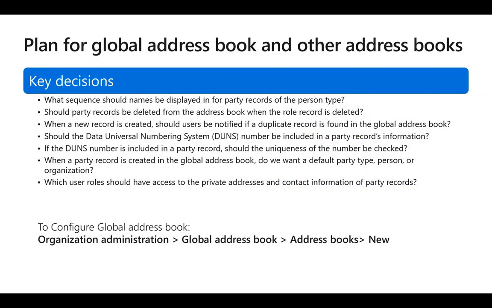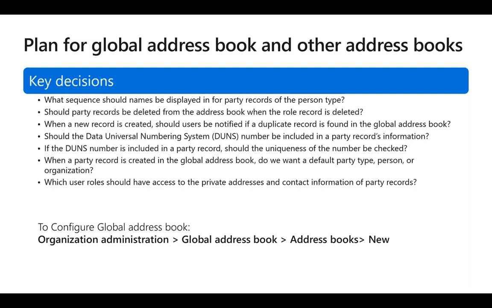We need to consider many scenarios where we make decisions during the planning process before we set up and configure the global address book and any additional address books in finance and operations. Some of the decisions will require that we confirm the decisions that have been made for other areas of the product, such as organization hierarchy.